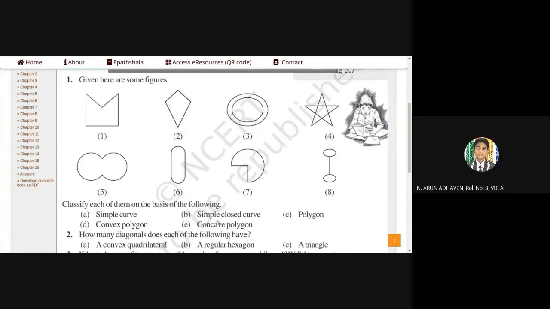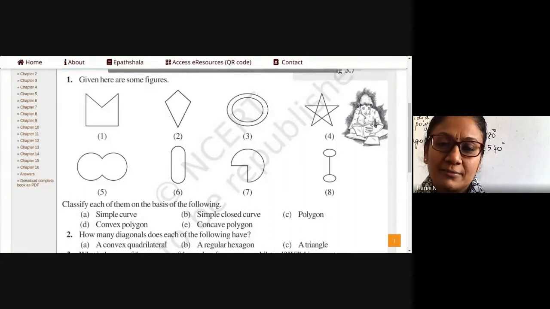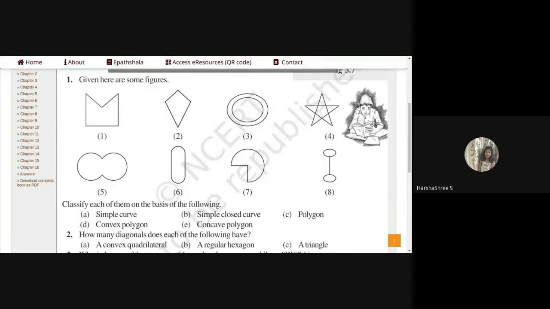Can it be a simple closed curve? No, ma'am. But there is no opening here, just a line. So should I call it a simple curve or a simple closed curve? Ma'am, it's like a simple dumbbell. Closed curve, because there is no opening. You start from a point.